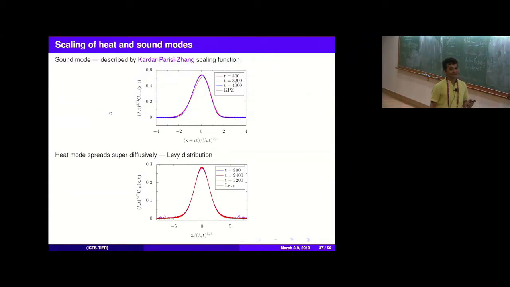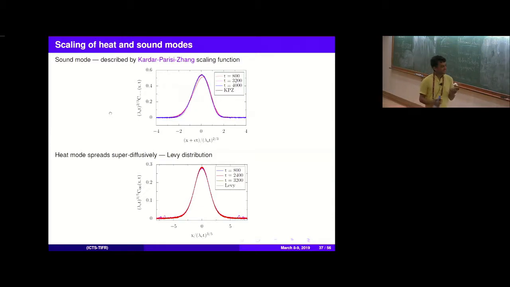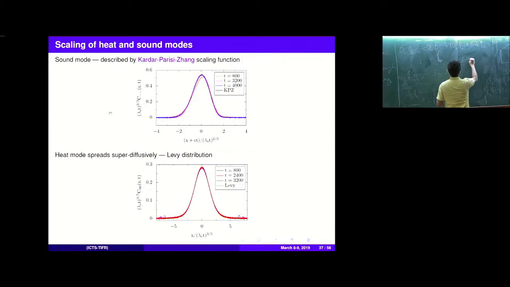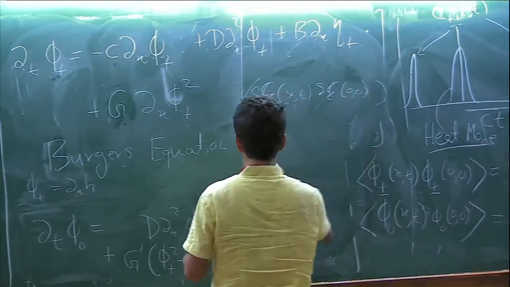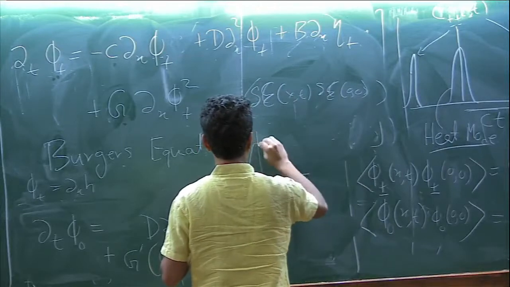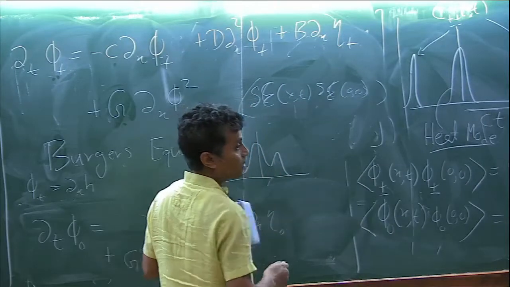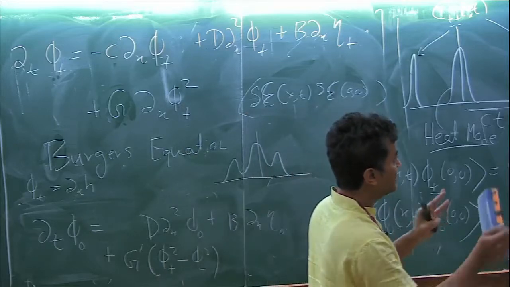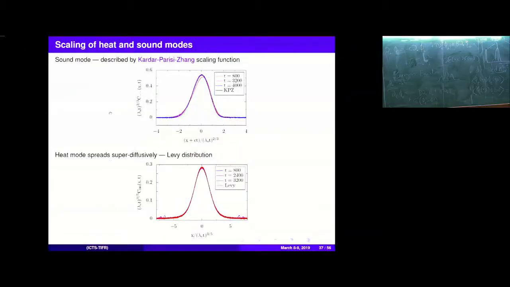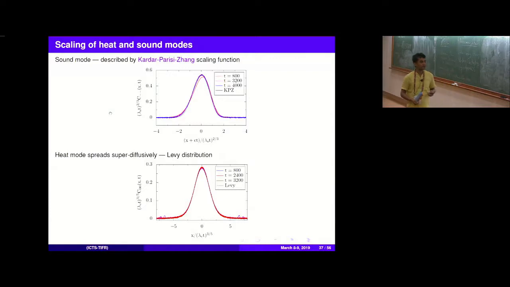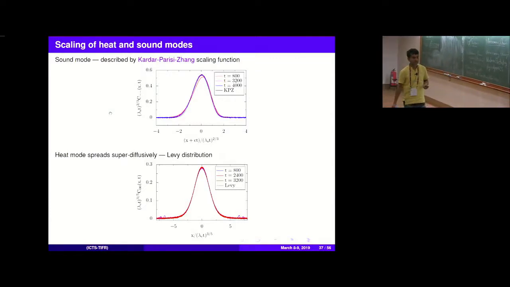Is this one significant? I don't know. Actually, if you look at the bare correlations, like delta E of x, t with delta E of 0, 0, they would look really bad. You'd see huge peaks. But once you go to these normal modes, those peaks become much, much smaller. Because it's some linearized thing, you can imagine you still have some effect left, so it can't be completely removed. But at least this transformation removes this effect significantly.